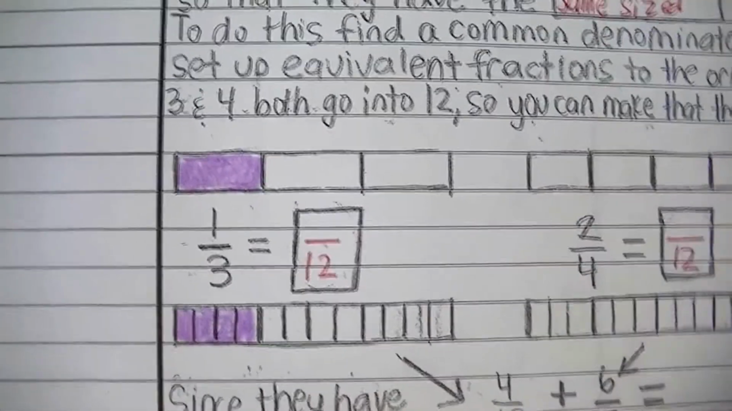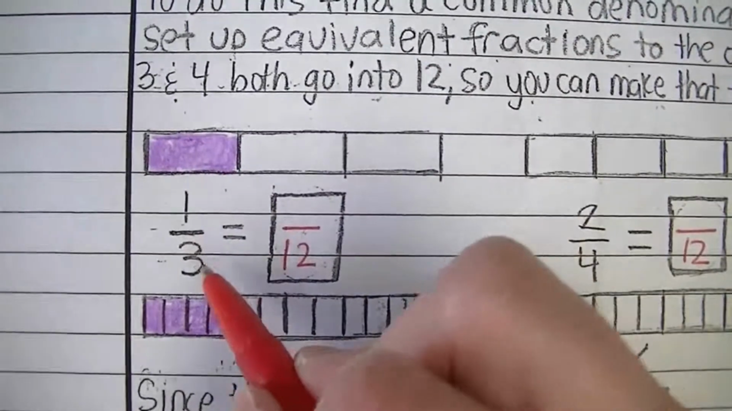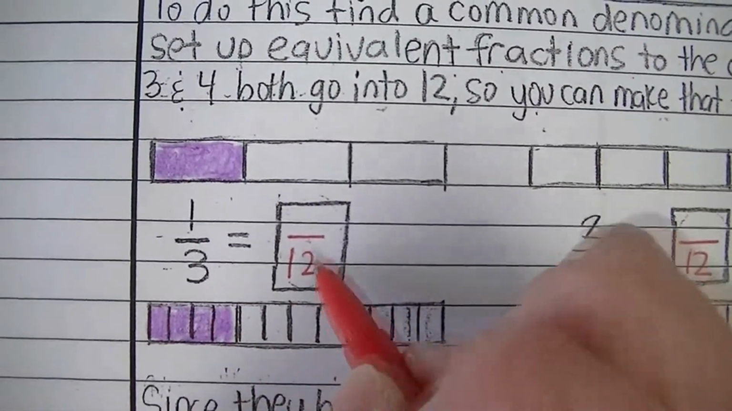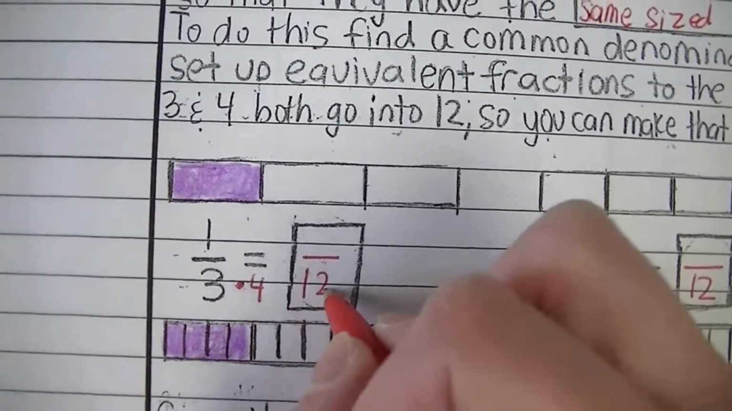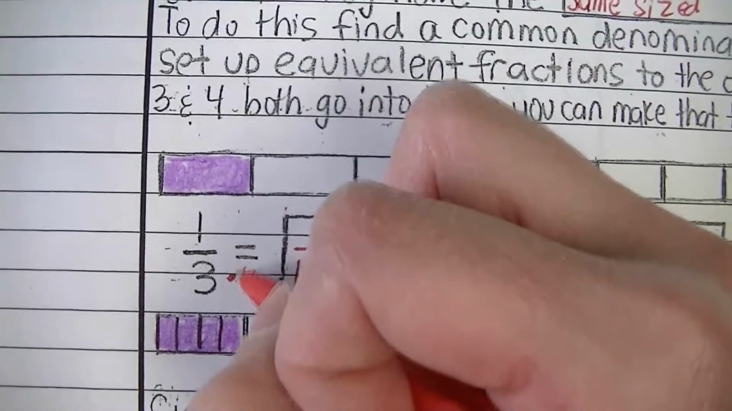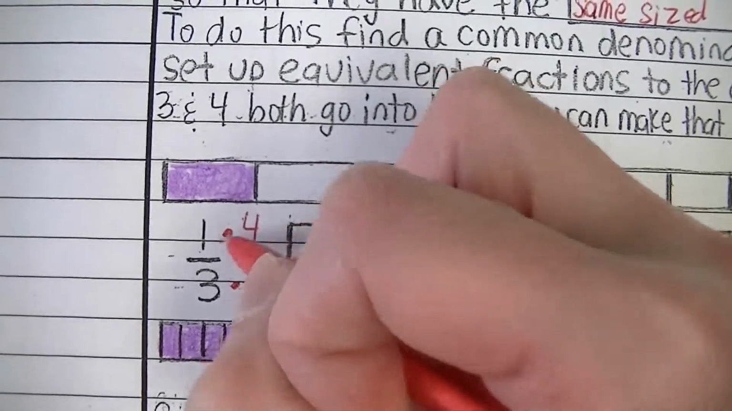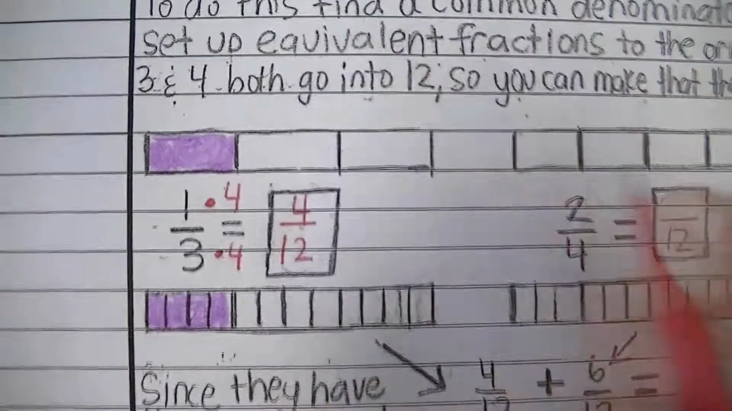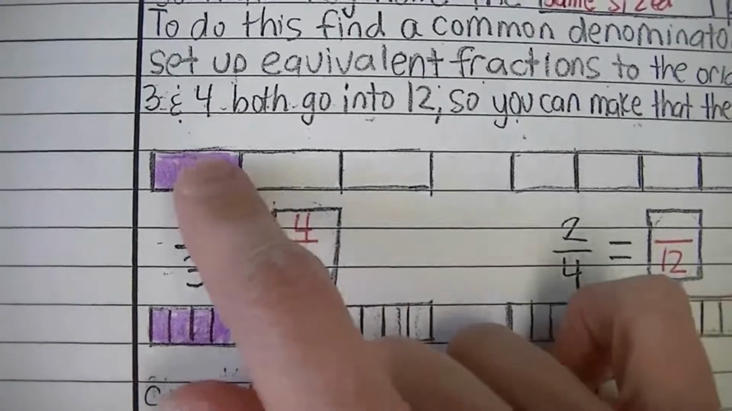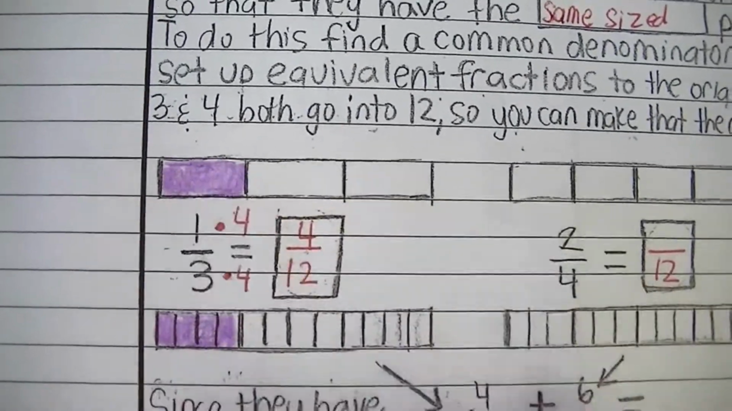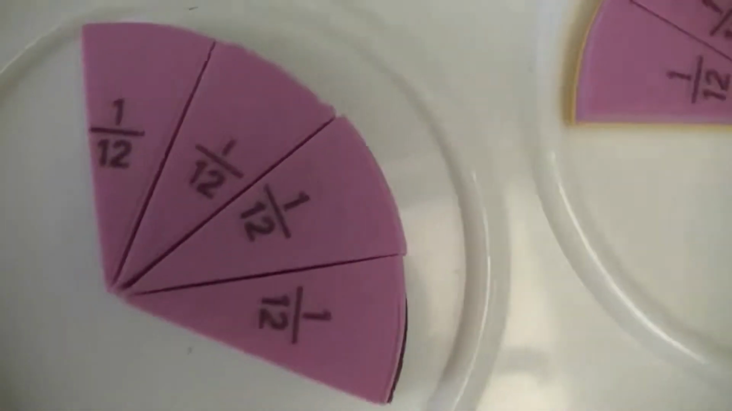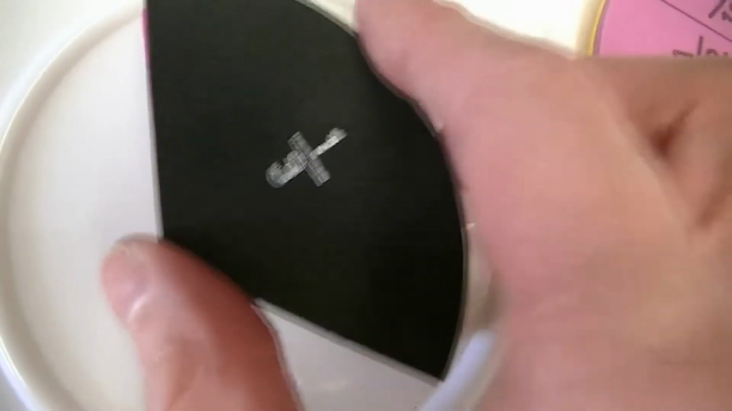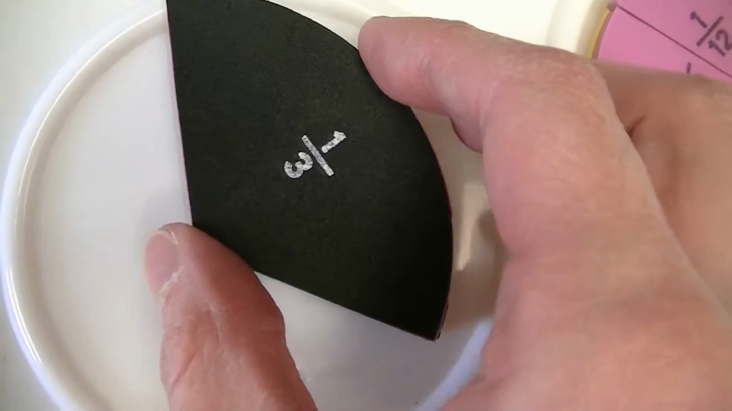Here's one way that you can do that without a picture. You've got to ask yourself, how many times does 3 fit into 12? Well, it fits into it 4 times. So 3 times 4 is 12. If you do that to the denominator, you must also do that to the numerator. 1 times 4 is 4. 4/12 is the exact same size as 1/3. And you'll see that over here, there's 4/12 right there. It's the exact same size as 1/3.